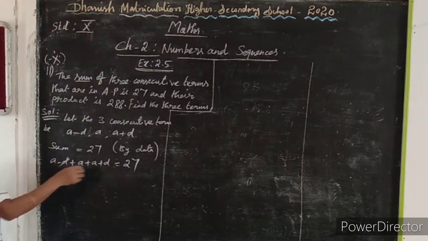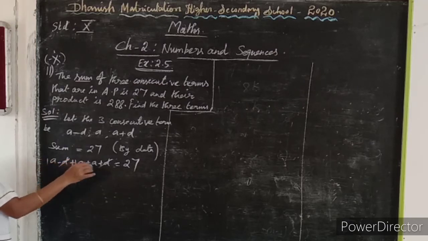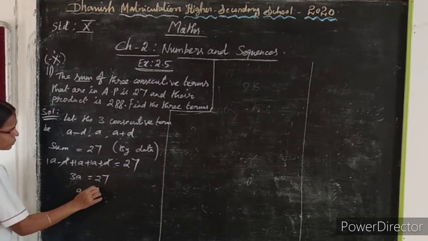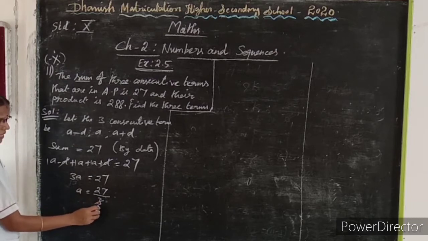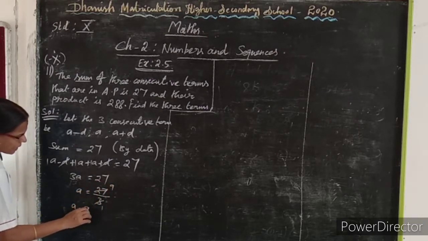So this minus d and plus d get cancelled. Here 1a, here 1a, here 1a. Totally 3a. 3a is equal to 27. So a is equal to 27 divided by 3. Now cancel by 3 table. 3 ones are 3, 3 nines are 27. So a is 9.